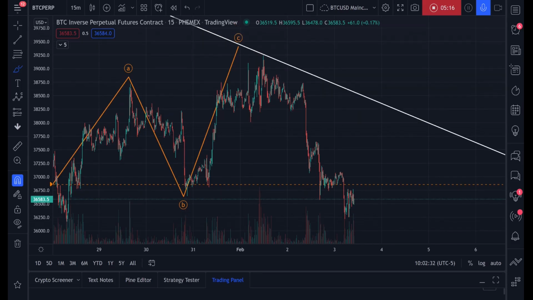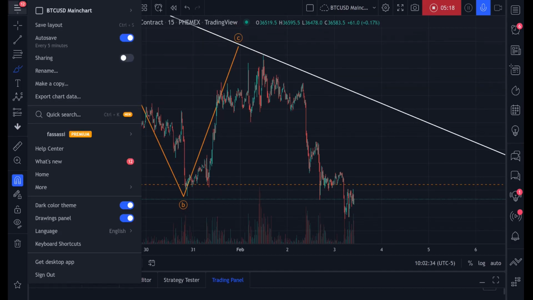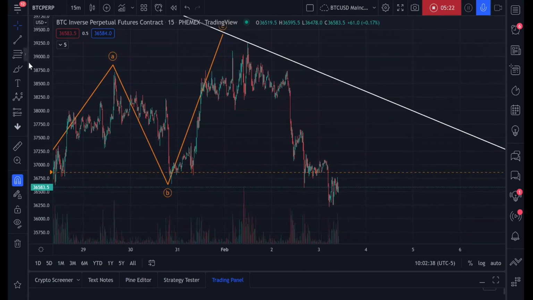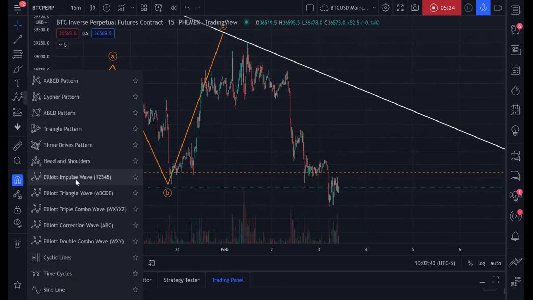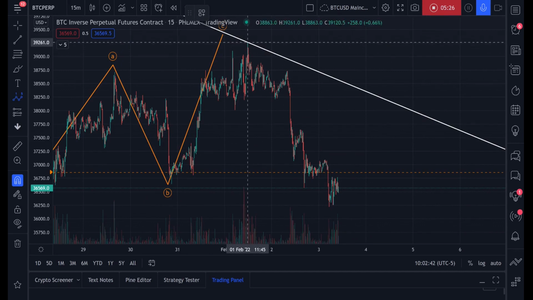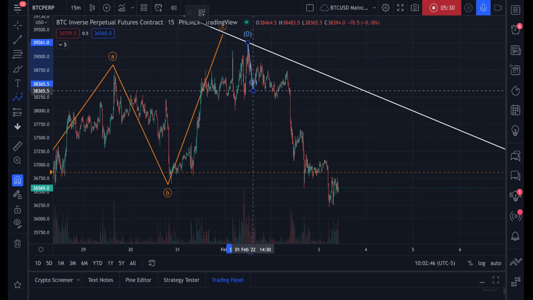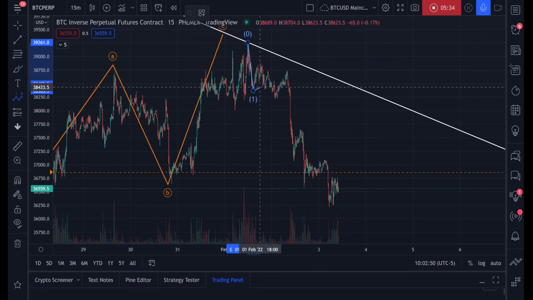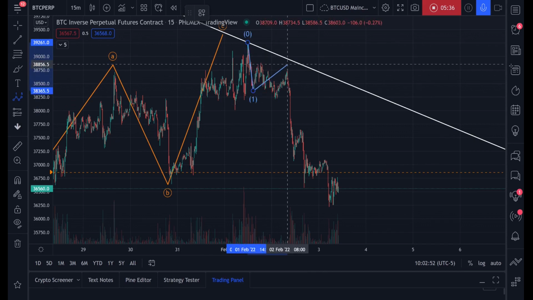Anyway, back to what the hell is going on with Bitcoin and how we can try and count these 5 waves. Okay, so let's use our Elliott Wave Impulse tool. And I see this once more as wave 1. I see this A, B, C. Let me turn the magnet off. Thank you. A, B, C. I see wave 2 ending here.